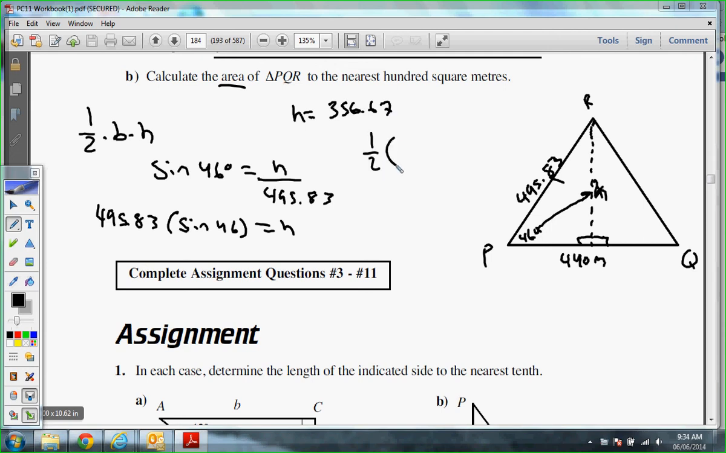Now we have all of our information to do our area of triangle formula. So 1/2 times 356.67 times 440. That'll be the area of the triangle. Okay, and that comes out to be 78,500 meters squared. Okay, any questions or concerns with that? Okay.